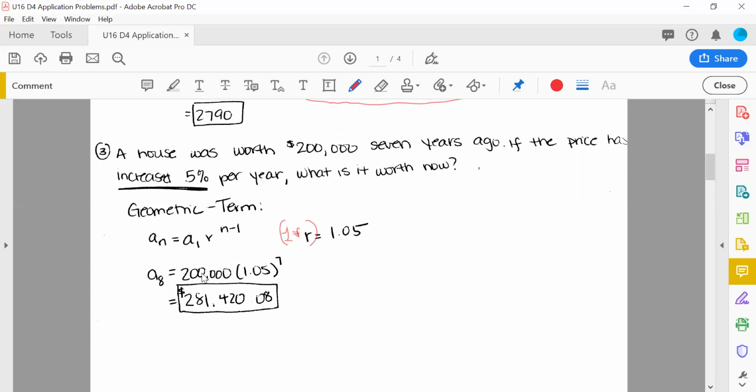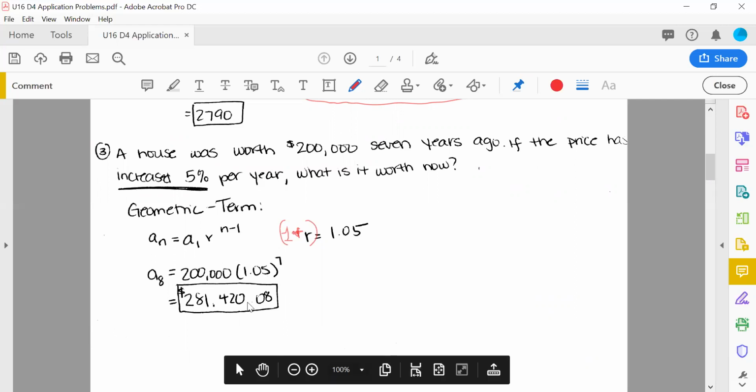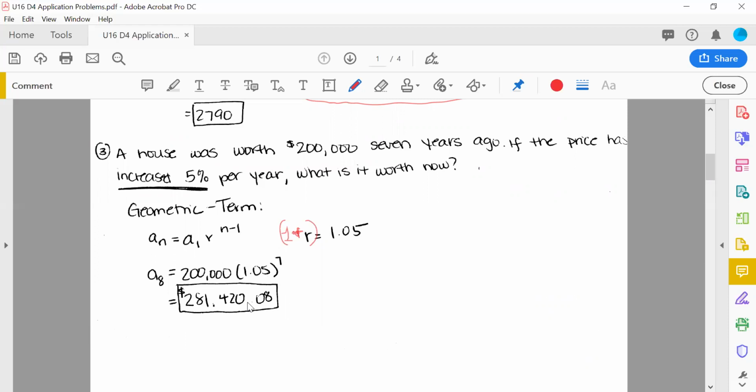instead of going from the present to the future, you're going from the past to the present. So in the past, it was 200,000. Then 7 years later, you're now here in the present. You're increasing by 1.05. Okay, that's a plus. Oh my gosh, that was a horrible plus right there. There we go. There's a plus. 1 plus r. $281,420.08. That's how much the house is worth now.